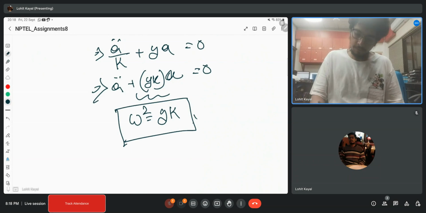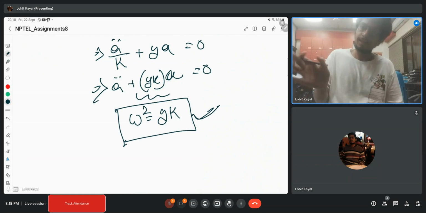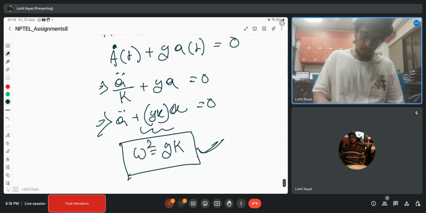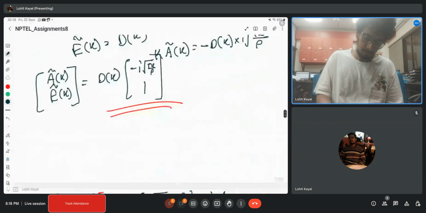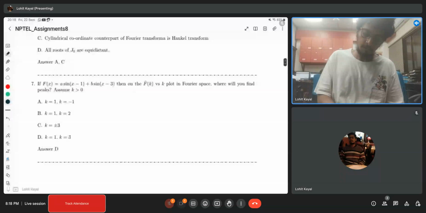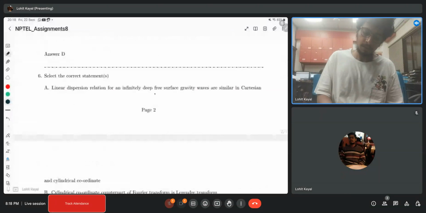So if you do this exercise for capillary waves also, you will find that at the linear order, the frequency for the cylindrical and the Cartesian geometry are exactly the same. All right, so now let us go to the question. Linear dispersion relation for an infinitely deep free surface gravity wave is similar in Cartesian and cylindrical coordinates. This option is correct.